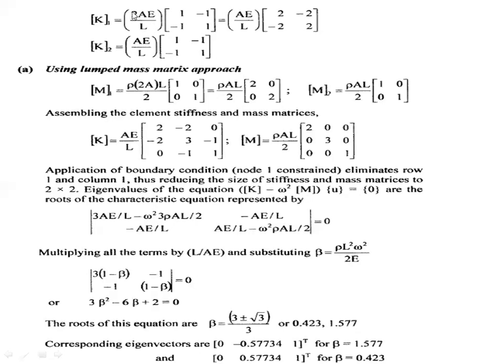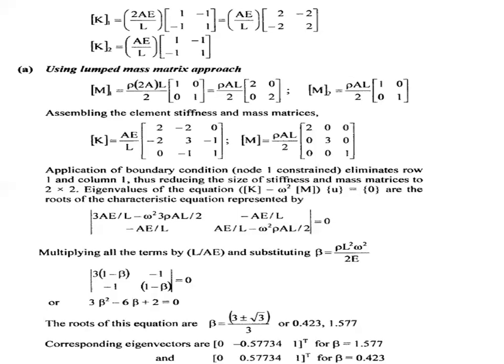So let us take this 2 into the matrix, therefore we need to multiply the 2 with each and every element in the matrix. It can be written as AE by L times [2 -2; -2 2]. And here the row numbers and column numbers belong to the first element's nodal numbers. The rows are for the first element having nodal points 1, 2.